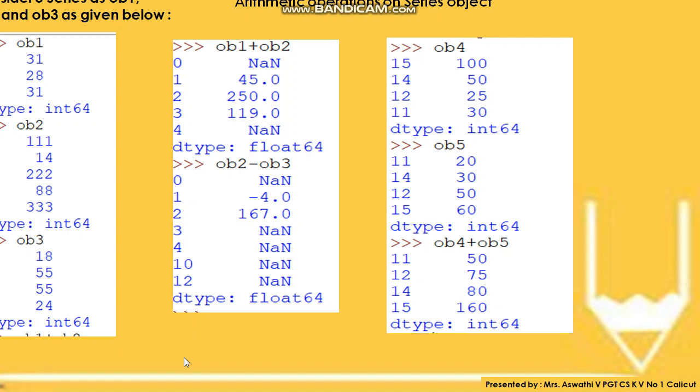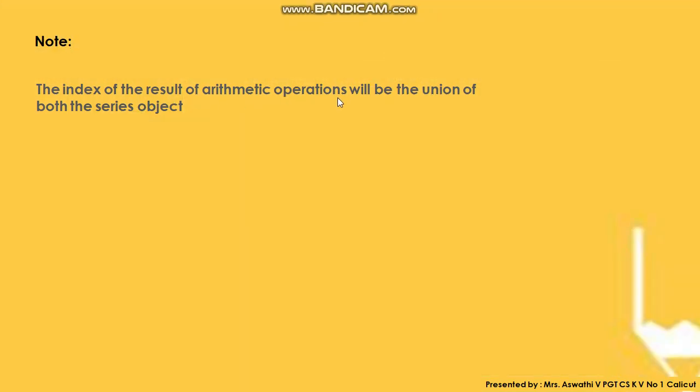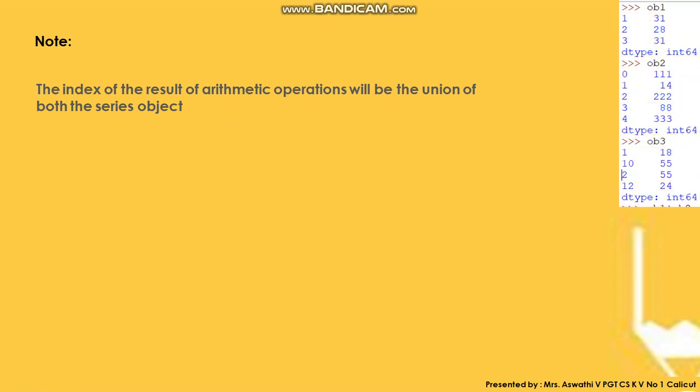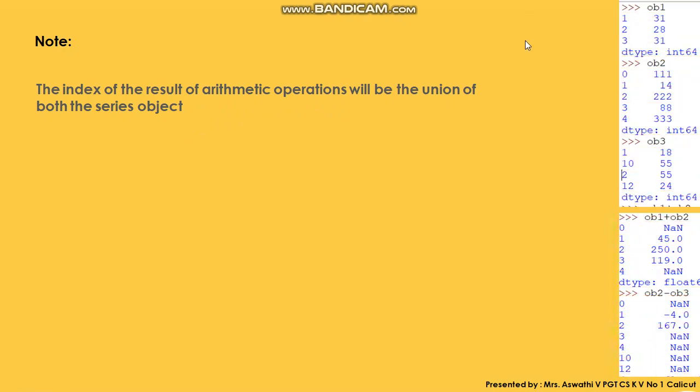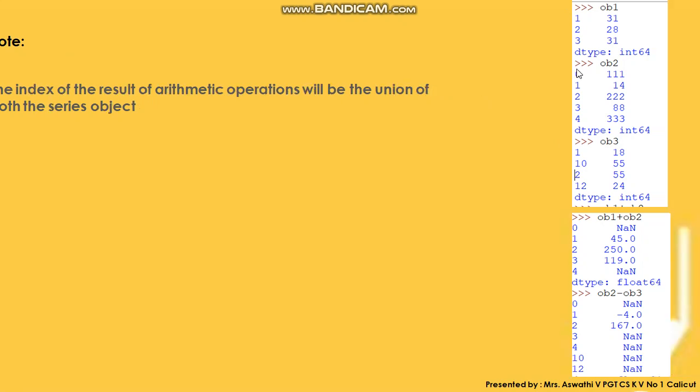Now, there are certain points to be noted with arithmetic operations. This is what we have told earlier. The index of the result of arithmetic operations will be the union of both the series objects. That is what we have seen in this example. For OB1 and OB2, the result contains 0, 1, 2, 3, 4, which is the union of the OB1 index and OB2 index. Repetitions will not be allowed, but all of them will occur once.